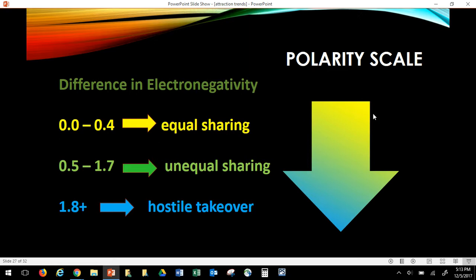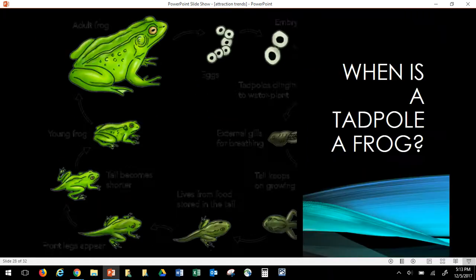And just like here, you can see it's a yellow color up here and it's a blue color down here. And where that blue starts and the yellow ends is a little bit up for debate. Does it really happen here or there? It's the same with this polarity or this sharing situation. Is it a hostile takeover at 1.8? That's just what I say. That's sort of what's been accepted in polarity difference, but it's not necessarily true.